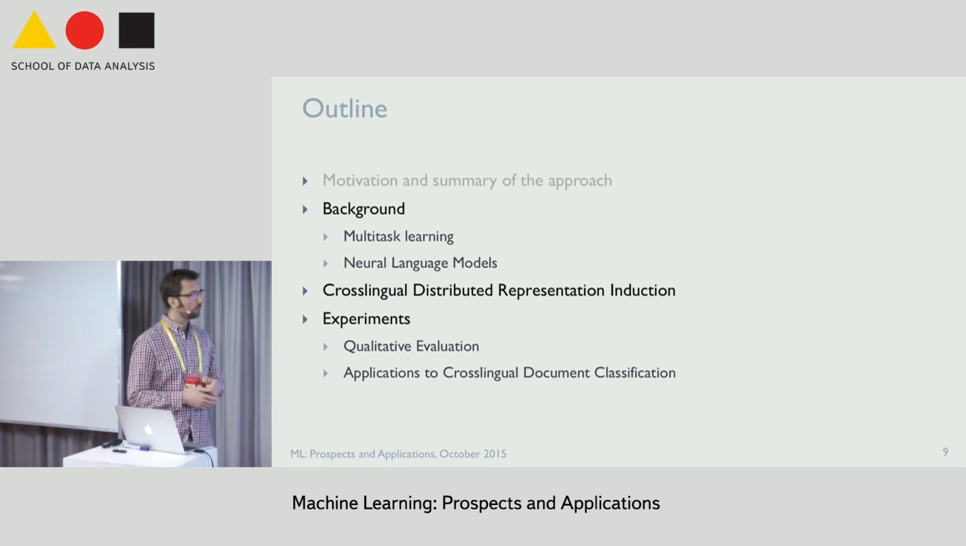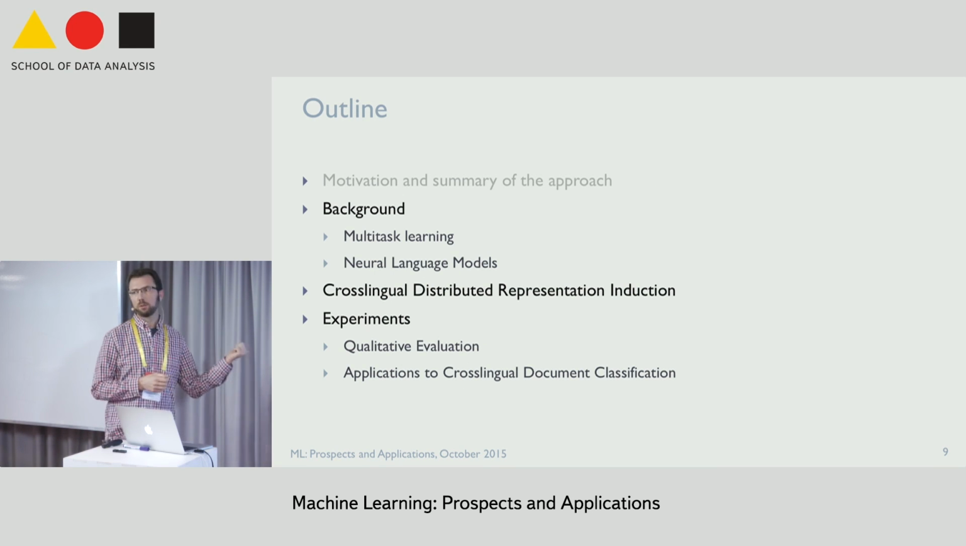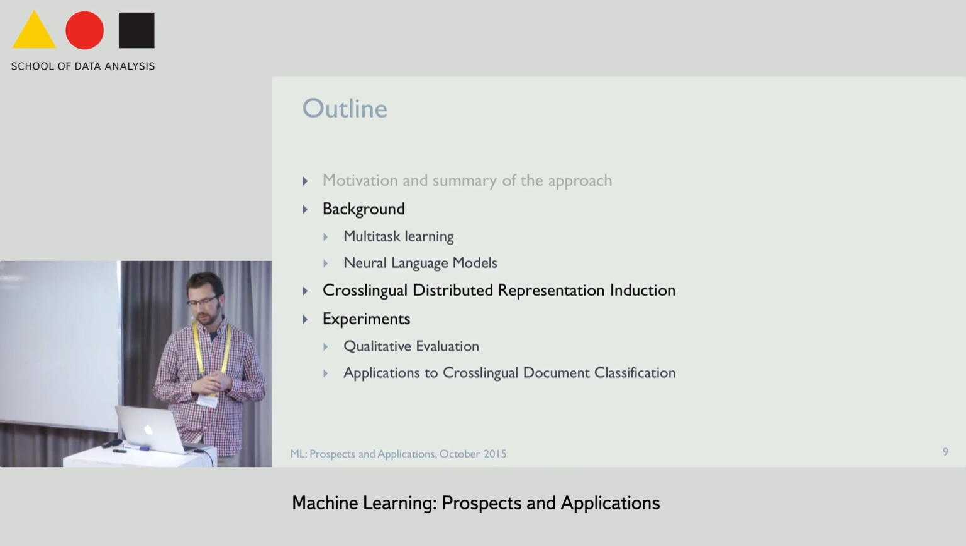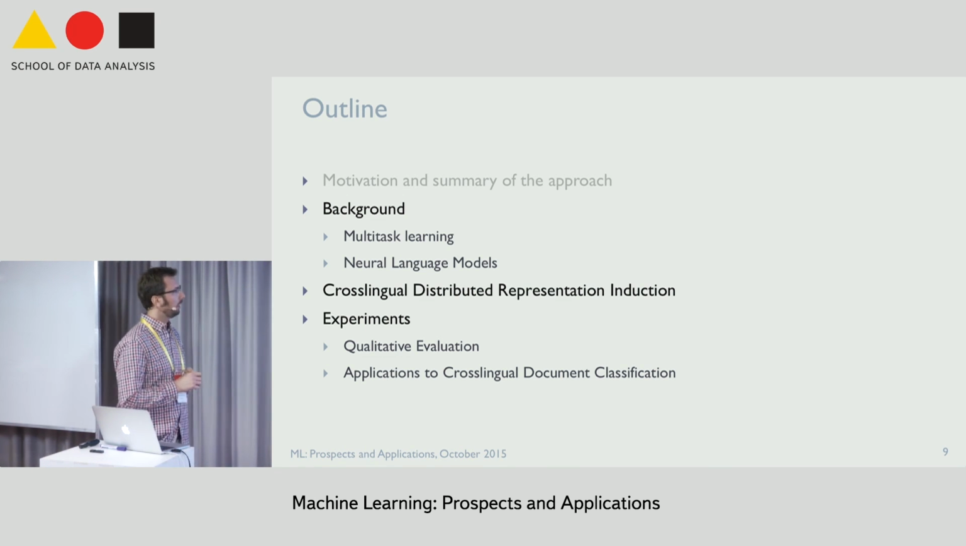So in the rest of the talk, let me start with giving some background on multitask learning, in particular one formulation that we use, and then a brief review of neural language models, models that have been around since the early 2000s, and then marry them together to build the cross-lingual representations. And then I'll show a very much toy experiment at the end.